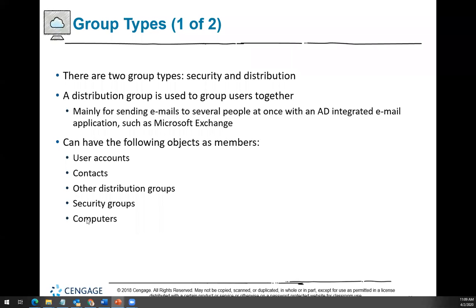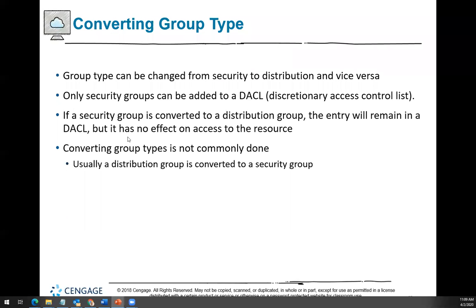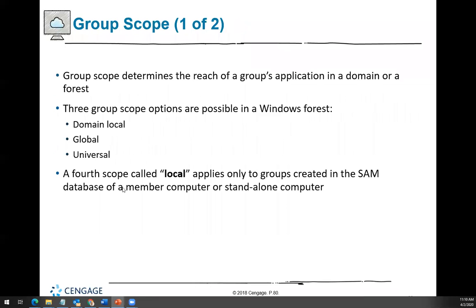Okay. Security groups. So added. Only security groups can be added to the discretionary access control list. Converting group types is not commonly done. Yeah, it's really not really needed. So much specific use, and the distribution groups are mostly used for the emailing type of groups like I showed you only.